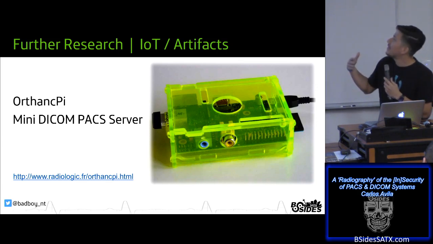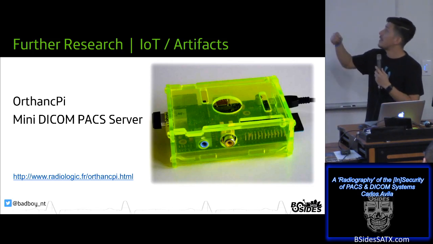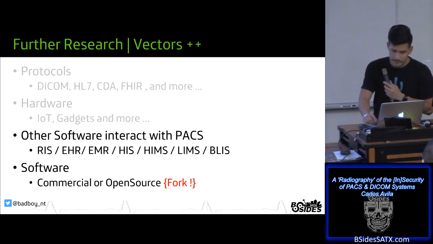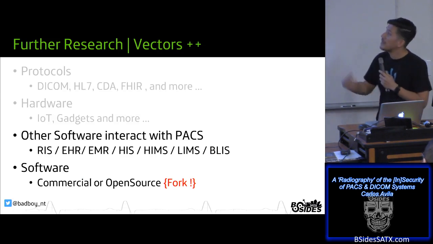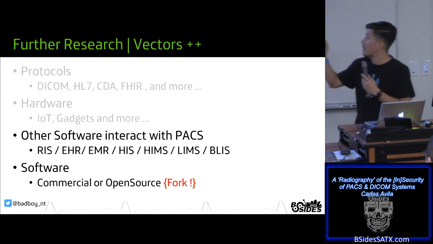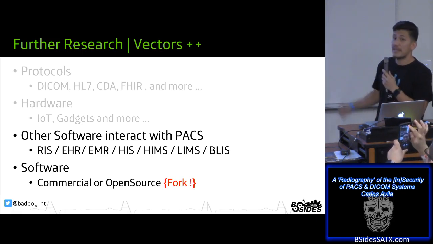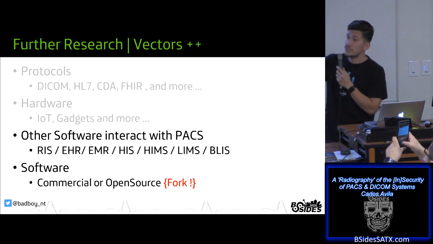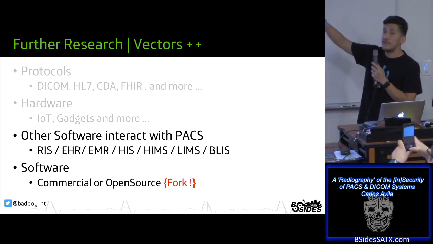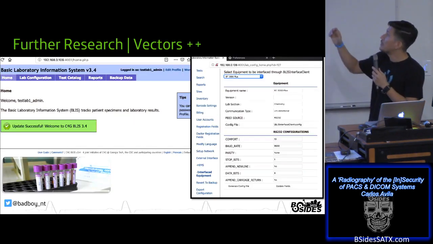We could start with the other things. For example, this project is very interesting. It's a mini DICOM PACS server. You can install this PACS server on a Raspberry Pi, for example. There are many more applications to investigate. For example, other software that interacts with PACS servers. In this case, EHR or EMR, electronic medical records, or hospital information systems, or laboratory information management systems. For example, here are some of those.